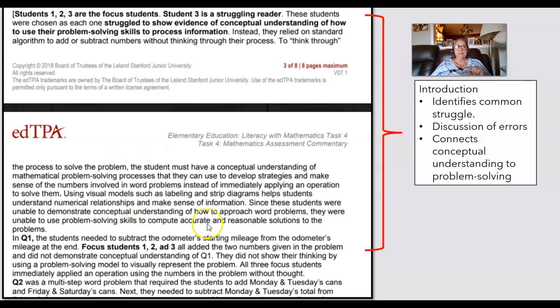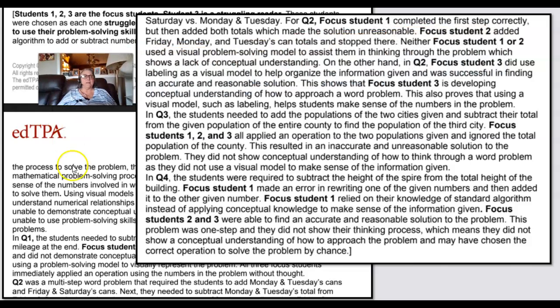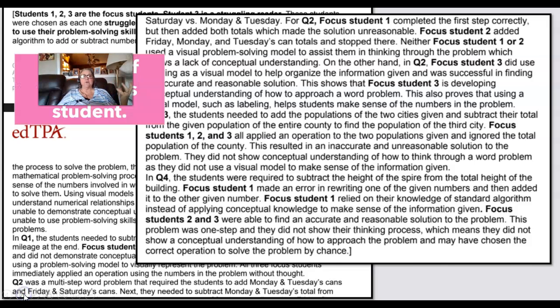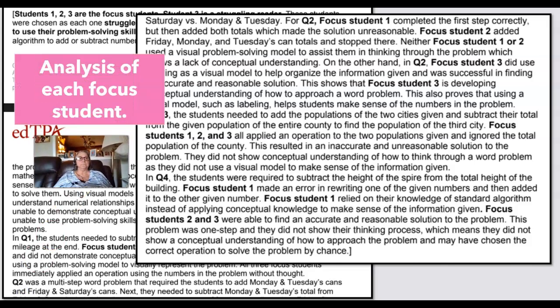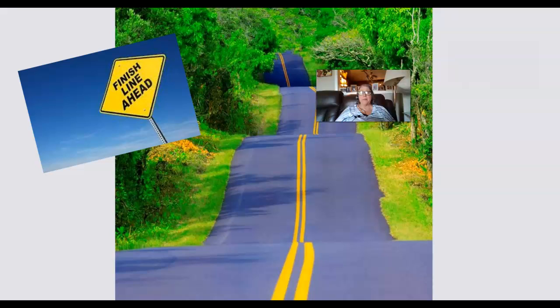Then she gets into this part here where she's talking more about the individual students, student 1, 2, 3, or student A, B, C, whatever you want to call them. She didn't do the final paragraph like I'm suggesting, but what she did was good, and she scored well and was proficient. And you are going to too. You're going to get there, I promise.